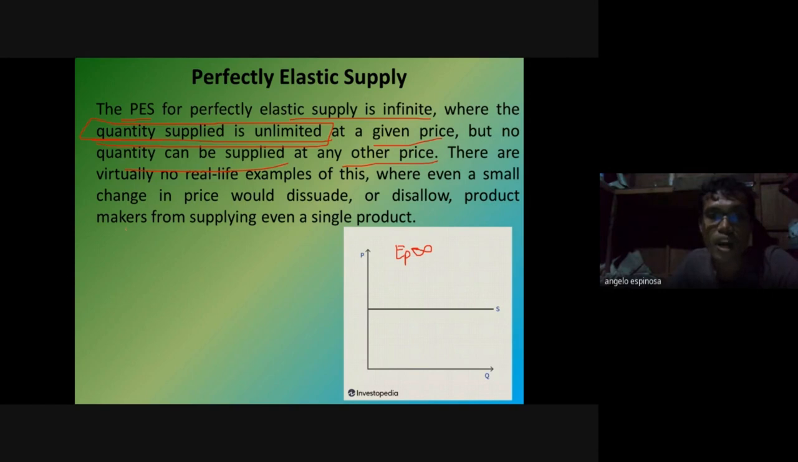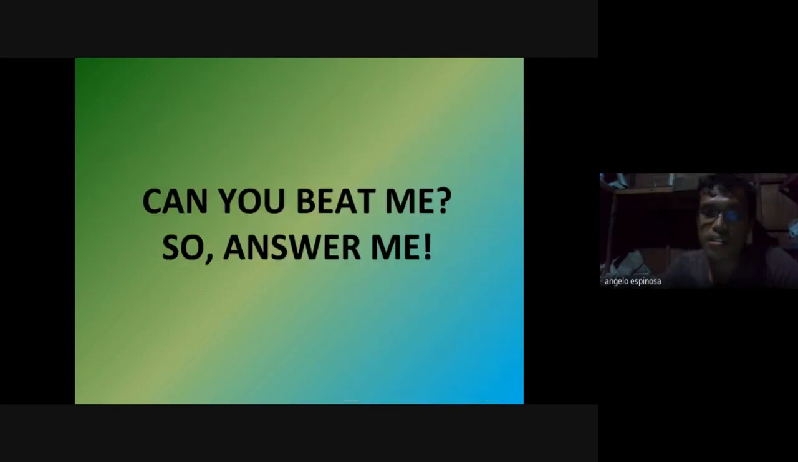Okay? There are virtually no real life examples of this, where even a small change in the price would, actually, hindi nangyayari ito sa real life talaga. Kasi in a given price, ganun pa rin yung quantity supplied mo, kadami. Parang malulugi siya. Though it's infinite, naglulugi siya kasi as the days go by, tumataas ang presyo ng mga raw materials. So, it's not talaga nangyari sa reality. Okay? So, that is elasticity of supply.